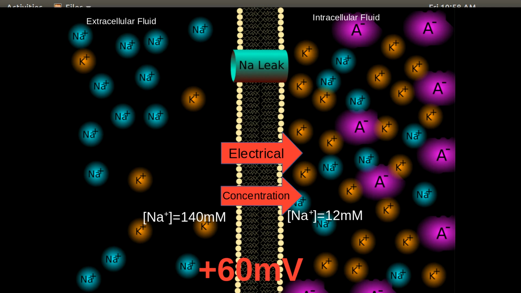Yes, that's negative, sorry. Negative 70 millivolts. So that's how it is in a neuron. Now, you start changing a few things. You change the concentration gradients of these across here. You change the equilibrium potential of both sodium and potassium.